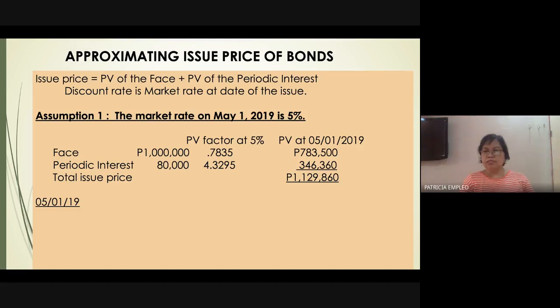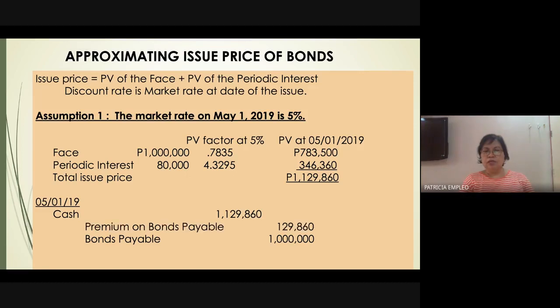So the total issue price is 1,129,860. To record therefore the issuance of the bonds on May 1, 2019, our entry is to debit cash for 1,129,860, credit bonds payable at face value of 1 million, and the balancing figure is credited to an adjunct account, premium on bonds payable, of 129,860. So if the question is, what is the initial recognition basis? What is the amount that serves as the initial recognition basis for the bonds?